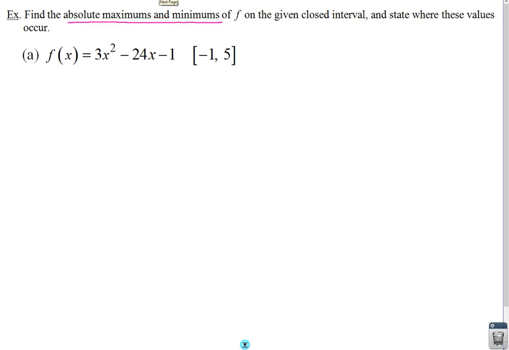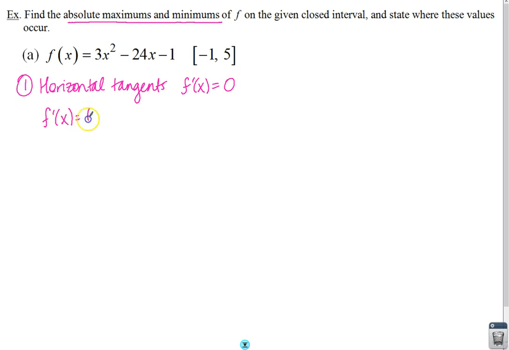So my first step here is I'm going to look for the locations of my horizontal tangents. And again, this is occurring when f prime of x is equal to 0. Okay, so I've got my function, so f prime of x is going to be 6x minus 24. I'm going to set that equal to 0. 6x minus 24.